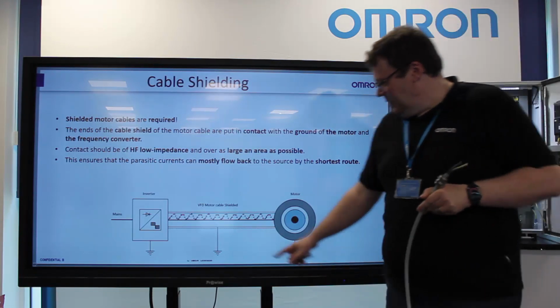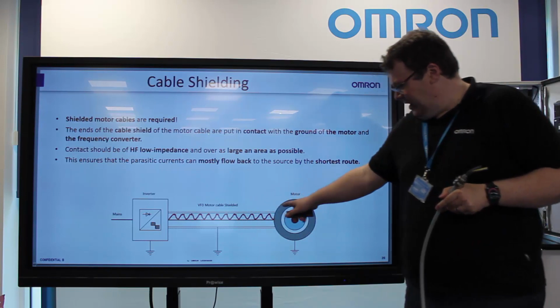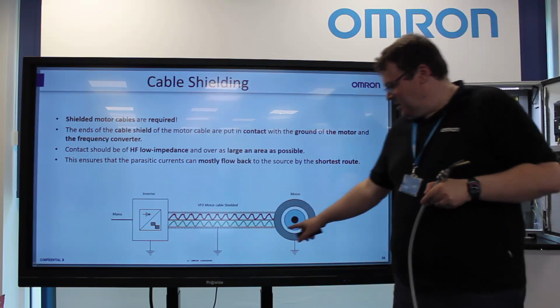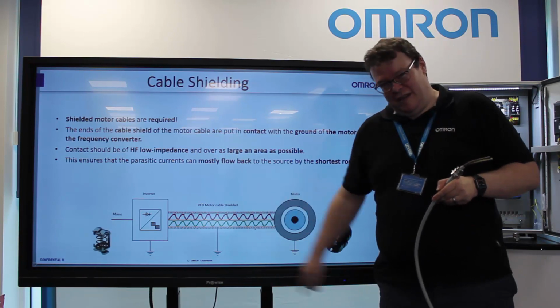So we can see here, we have our AC wave with the harmonics going to the motor, clean waveform coming back, and in this situation, our harmonic noise is returning to the inverter through the shielding.